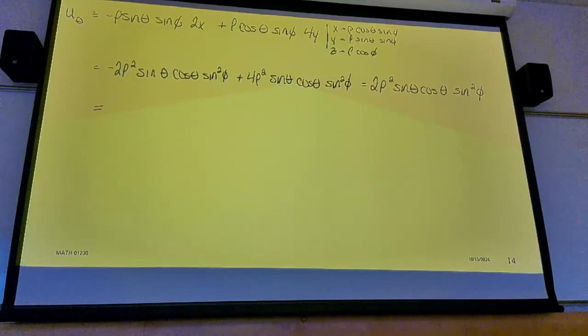Things like rho squared sine 2 theta sine squared phi.